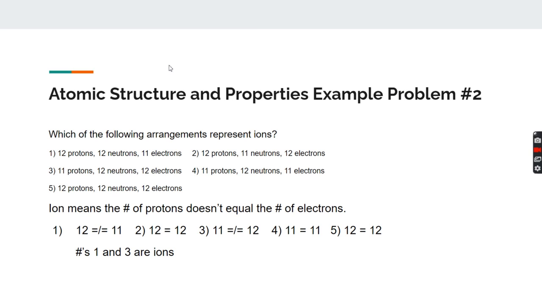So the next problem, so it has 5 arrangements. Which of the following represents ions? So the definition of an ion is where the number of electrons and the number of protons are not the same number. So in the first case, 12 and 11, they don't equal each other. In the second case, 12 and 12 equals each other. Third case, 11 and 12 don't. Fourth case, 11 and 11 do. And fifth case, 12 and 12 do. So number 1 and 3 are ions.